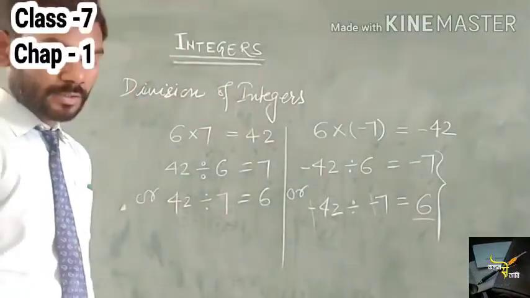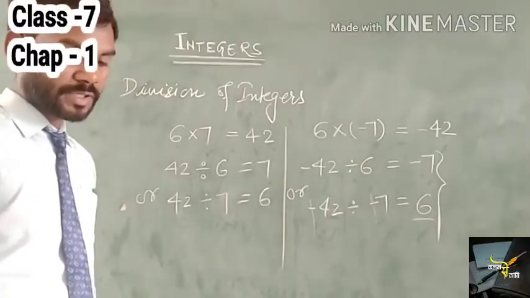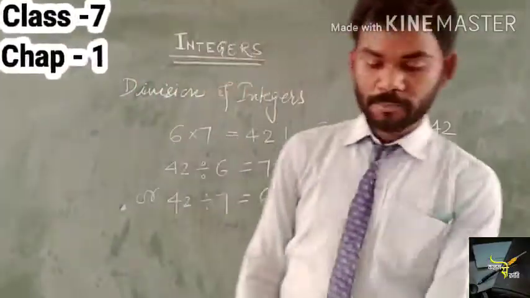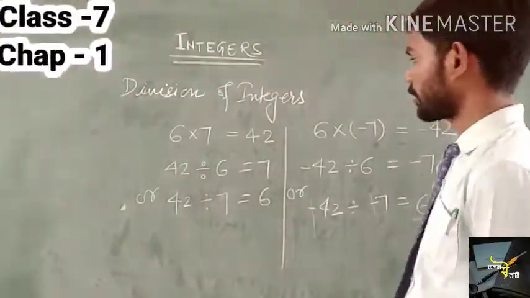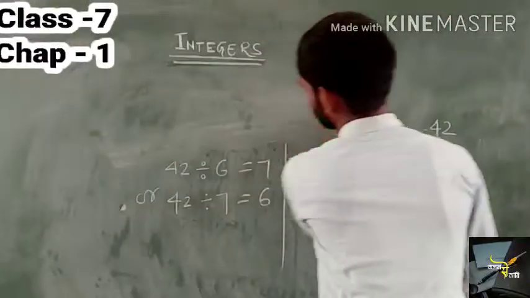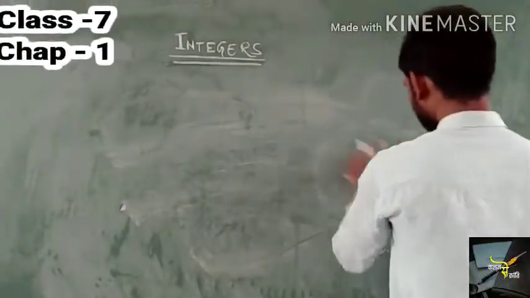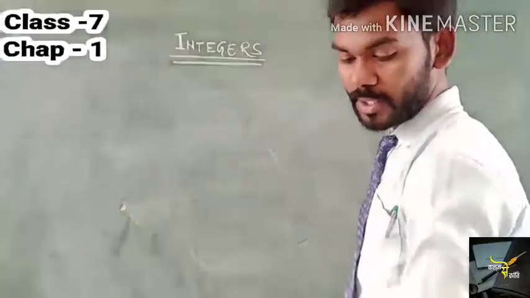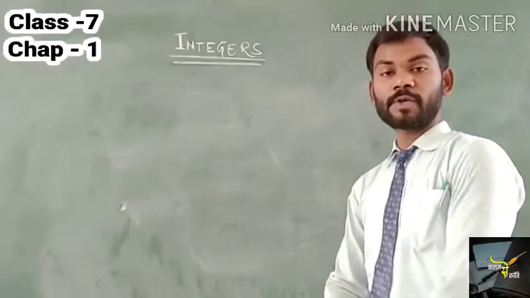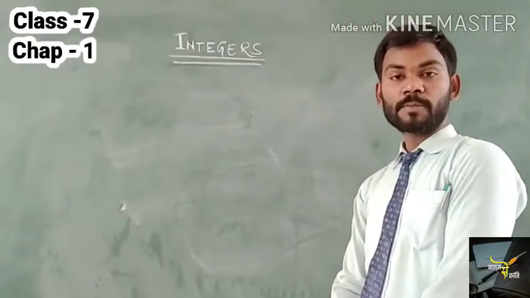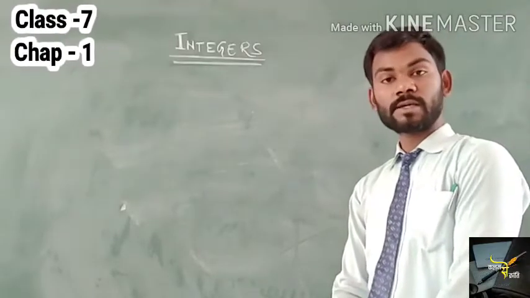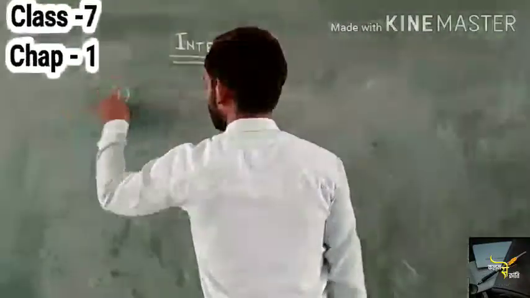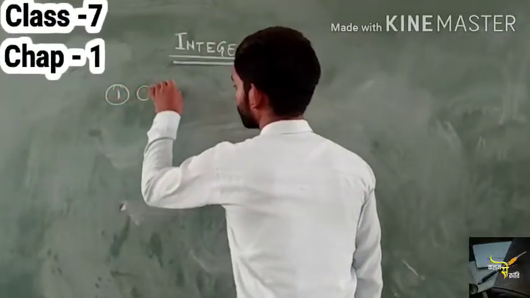Now let us see the properties of division of integer. Like the properties of multiplication on integer that we have earlier discussed, the same properties are also possessed by integers in terms of division. So the first is the closure property.